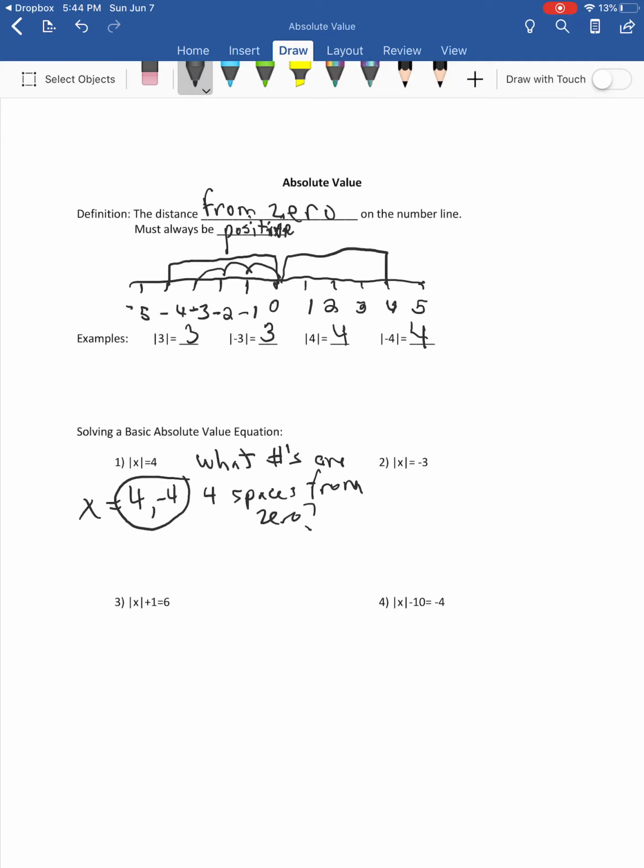So number 2, absolute value of x equals -3. So which numbers have an absolute value of -3? Trick question. We said right here, absolute values must always be positive. You can't have a negative absolute value. There's no such thing as negative distance. So this one would be no solution.